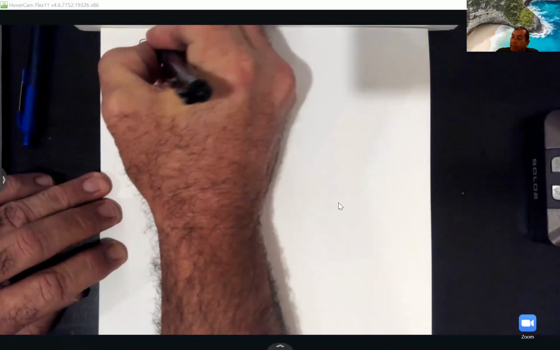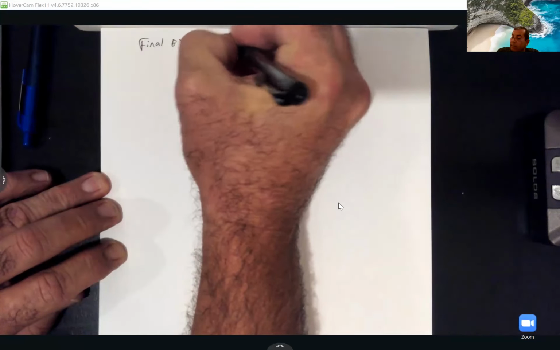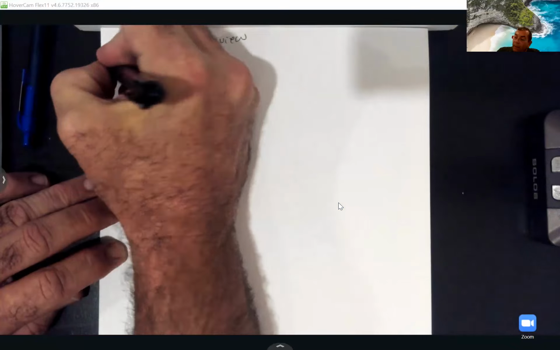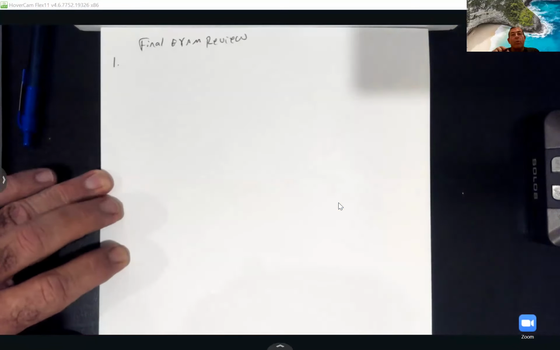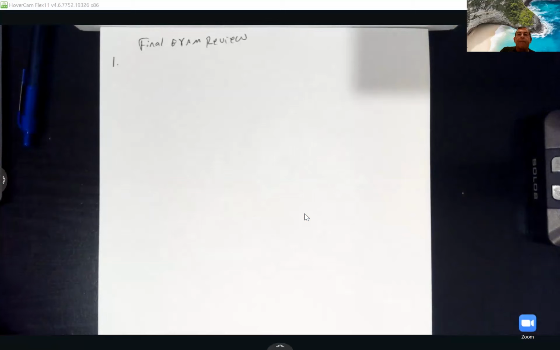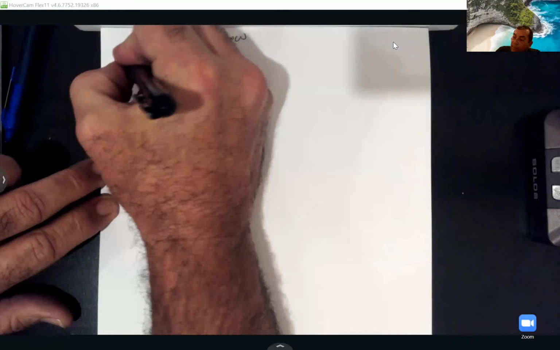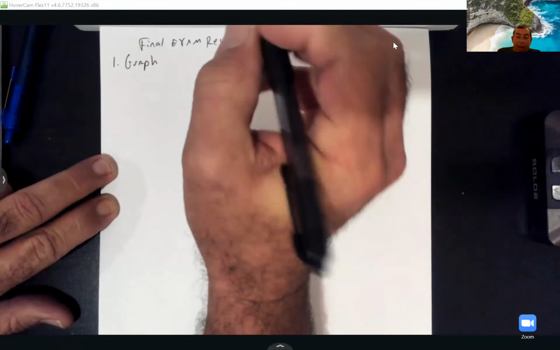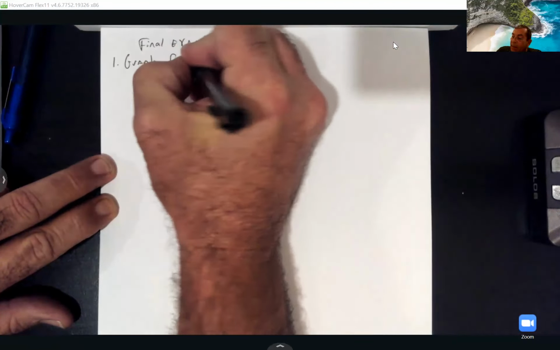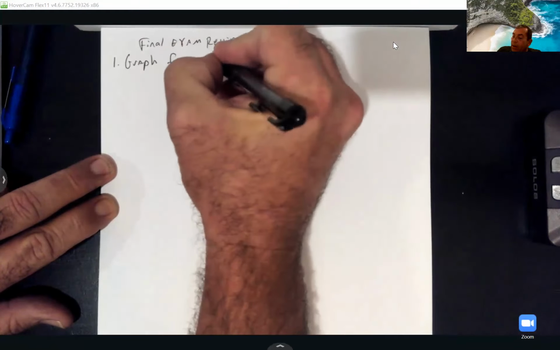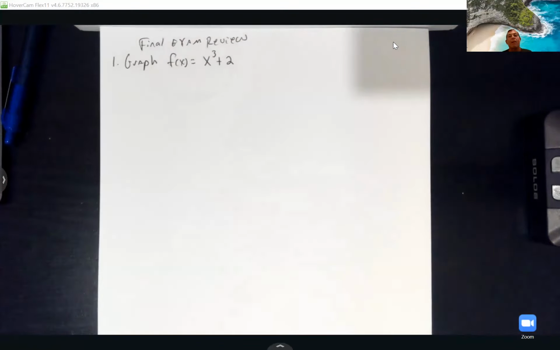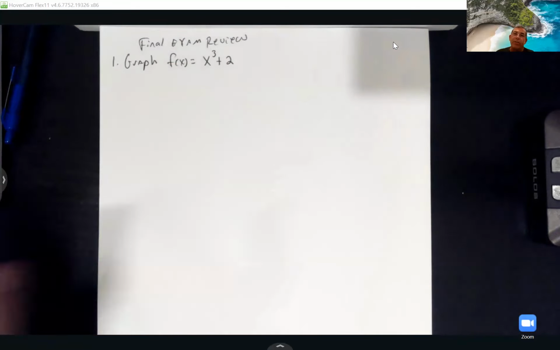And start our review. So, final exam review. All right, so question number 1 wanted me to graph. And y'all, they want us to graph f of x equals x to the third plus 2. Now, it's going to have 4 pictures to choose out of.